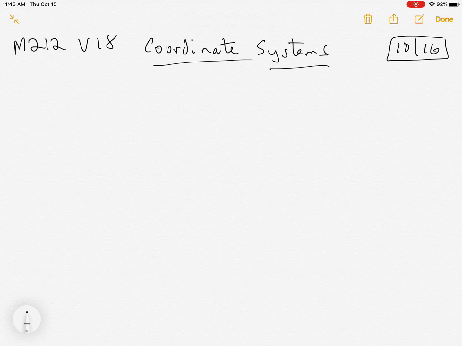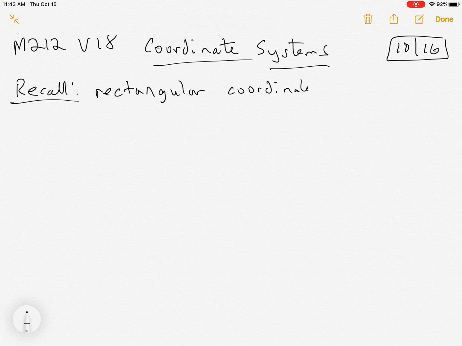So we're going to talk about coordinate systems because these next 2 weeks we're going to work in different coordinate systems. So just so we have a frame of reference, let's recall what we've been doing forever. We work generally in what are called rectangular coordinates. And points are labeled x comma y, right?